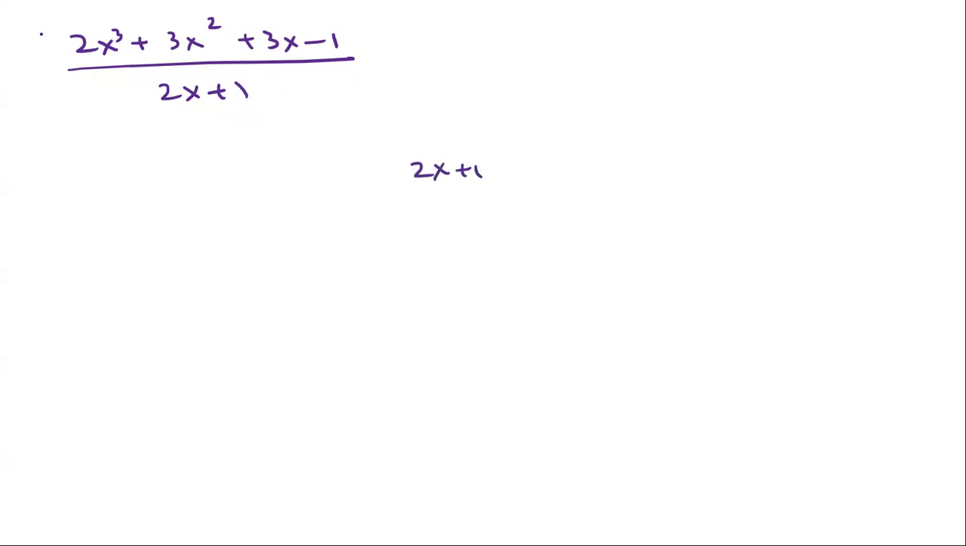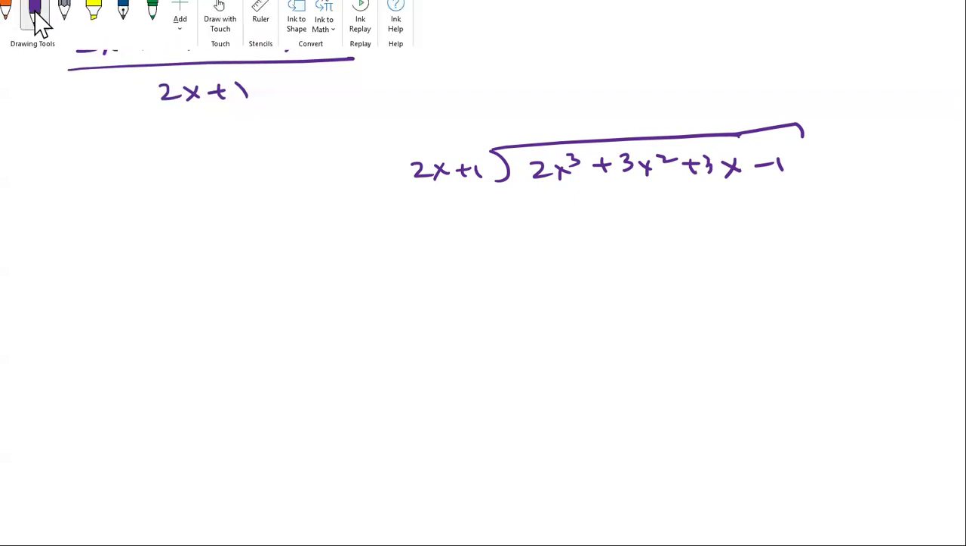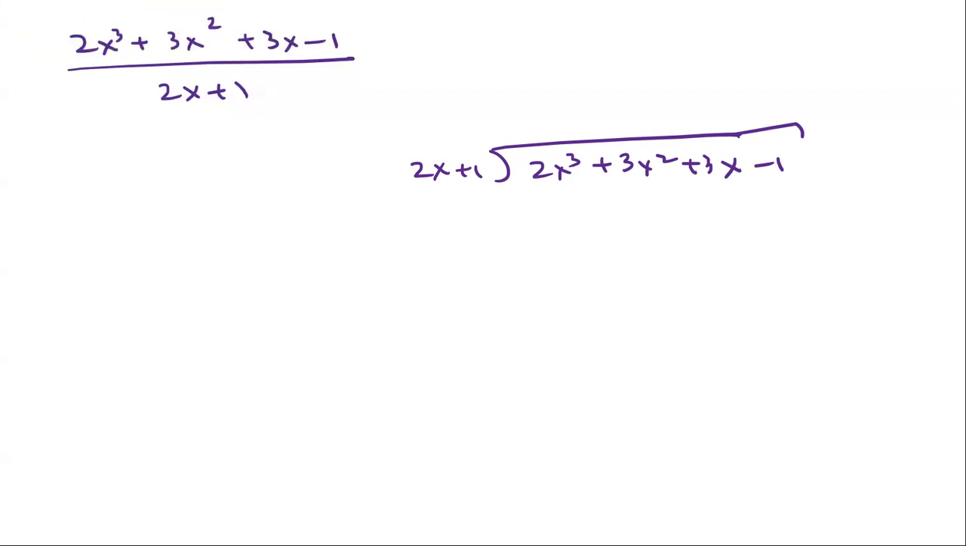So I have 2x plus 1 as my outside term, and inside here, I'm going to have 2x cubed plus 3x squared plus 3x minus 1. All right, so again, what we want to do is multiply a number. What can we multiply to 2x? Because we want to match it with the 2x cubed, so we can get rid of that. What can we multiply to 2x to give us 2x cubed?